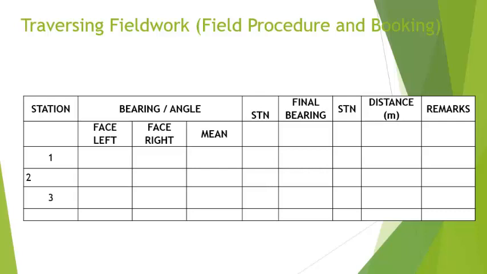Next is the station to final bearing and 2 station. The first station is the current station facing the 4 side station, and the final bearing is the bearing to which corrections have been applied. Next is the distance column, where the horizontal distances are recorded in meters. Finally, the remarks column is for any other information that needs to be included for later reference or better understanding of the location.